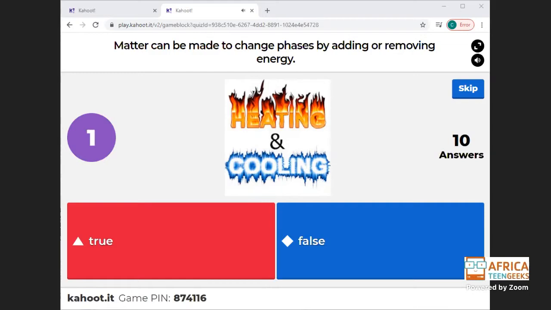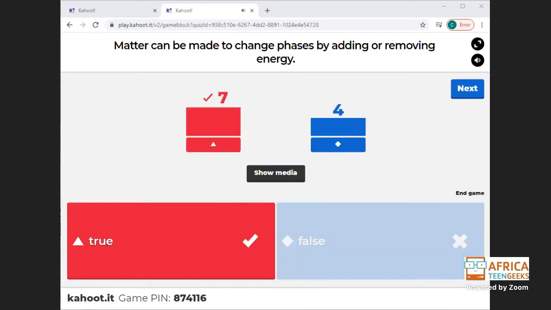Matter can be made to change phases by adding or removing energy. True or false? Beautiful, guys, it is true.